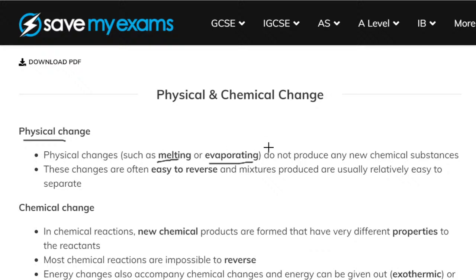Now, physical changes are things that don't produce any new chemical substances. What this simply means is that if I react two things, for example, I will not get anything new, no new chemical substance, but instead it will form something that I can easily reverse. Mixtures produced are usually relatively easy to separate. Okay, we move on to chemical change.